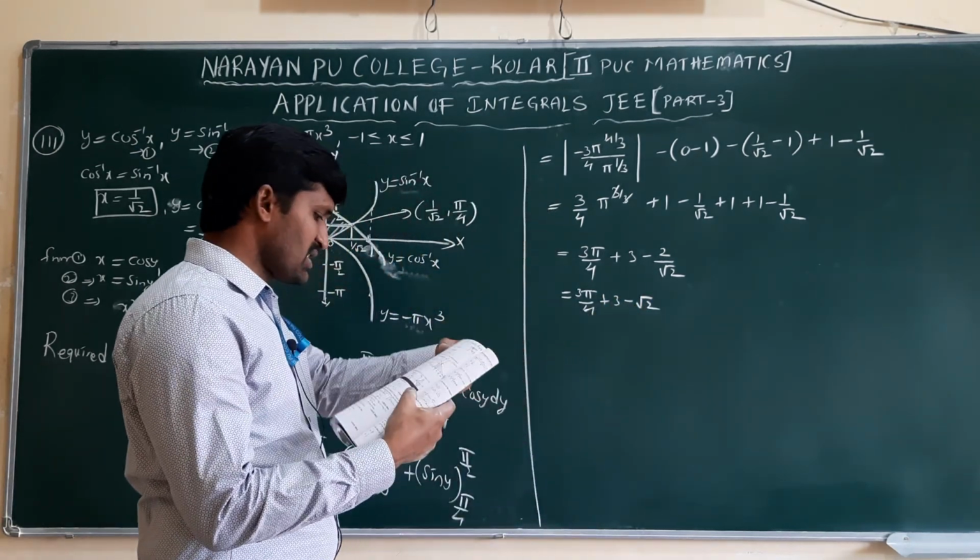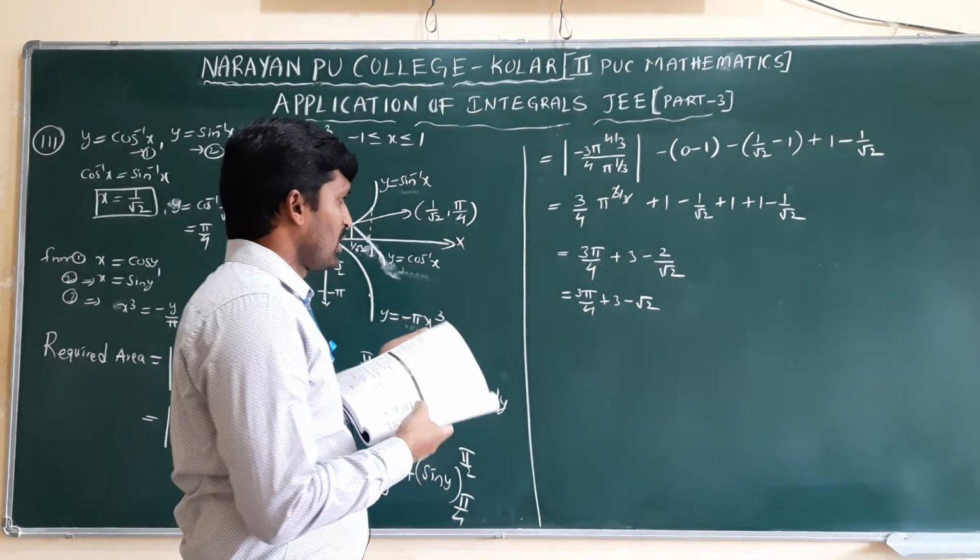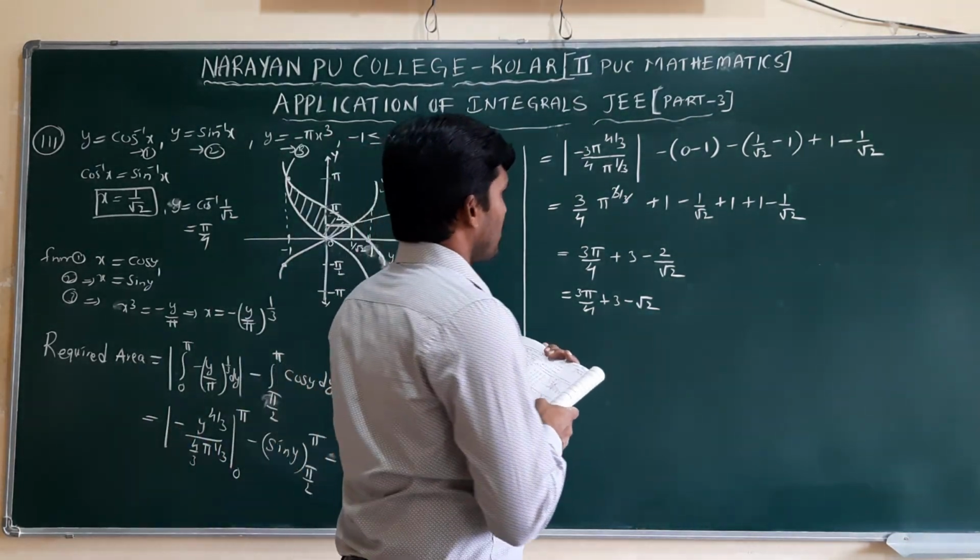Now in which option is there? Check once. 3 pi by 4.